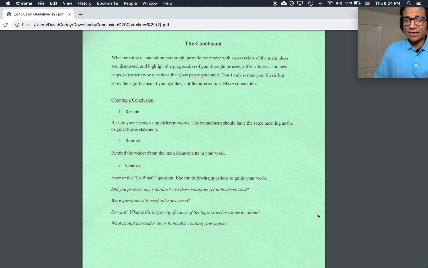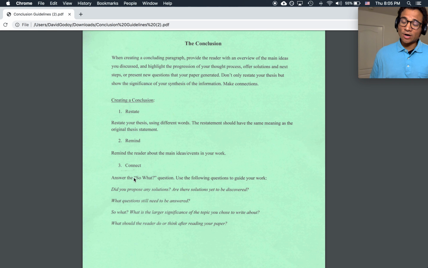That's the way that I see it. You don't have to compulsorily restate your thesis verbatim, but it's just like the final thing that they're going to take away. And answering this so what is awesome. And that's what separates the stronger writers from the weaker ones. When you're able to prove why what you're arguing for is significant.